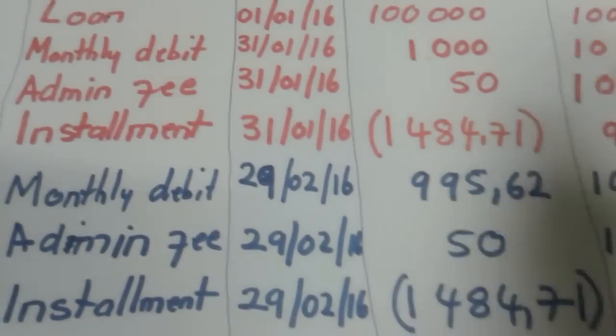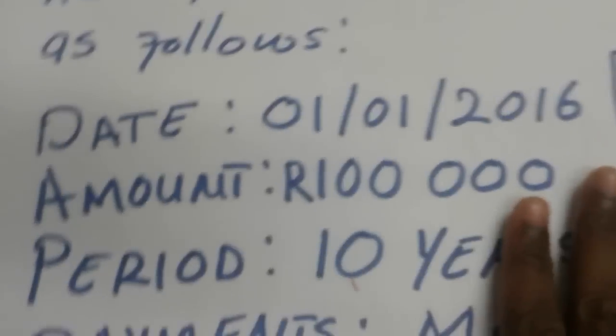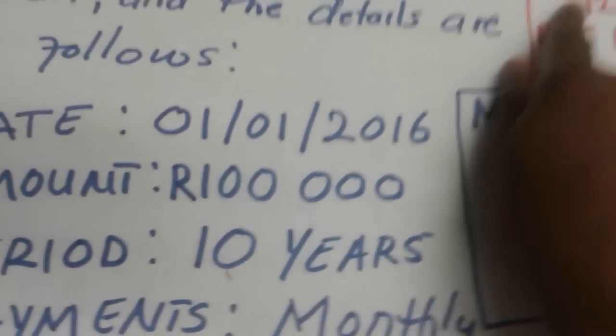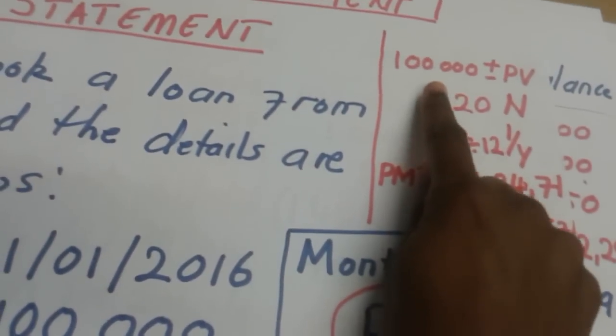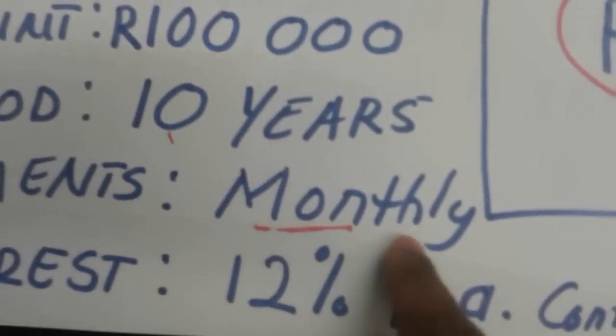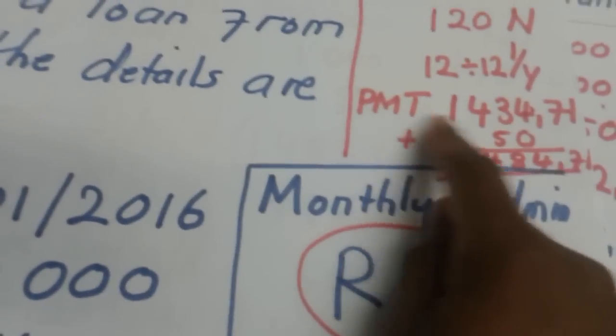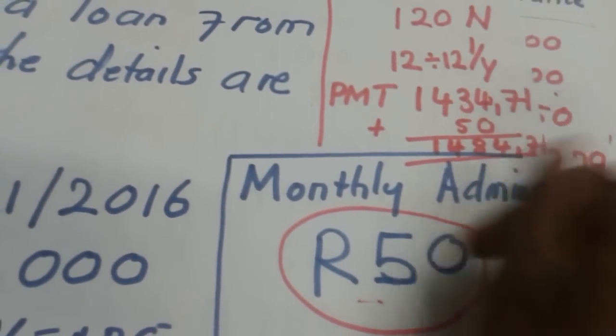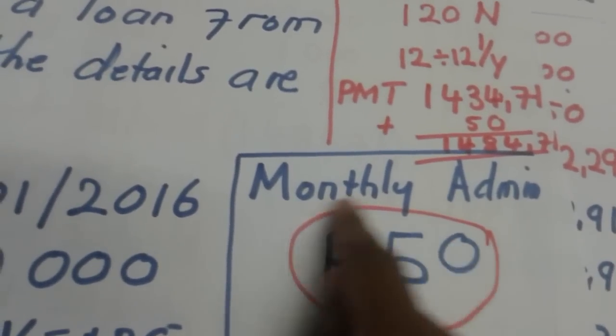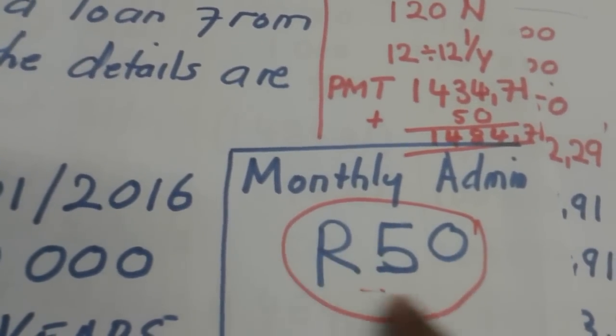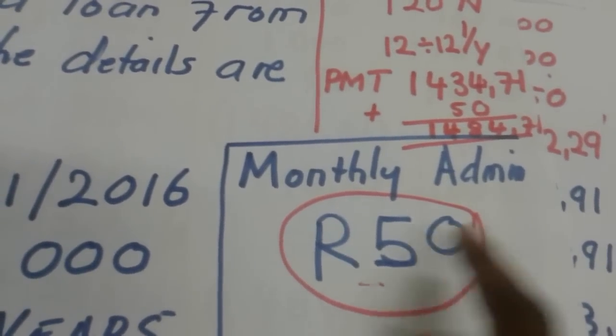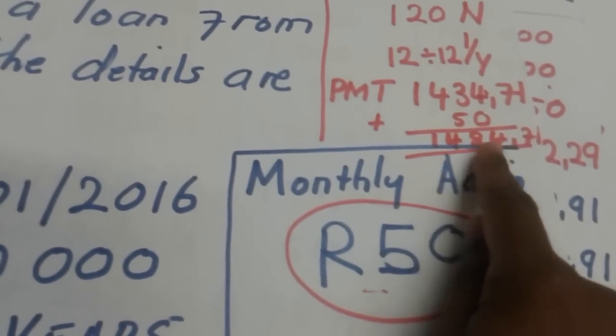But now where do we get our payment? We have our information here. The loan is 100,000. That becomes your PV. Then it must be paid over 10 years and it's monthly payments. So 10 times 12 is 120. The interest was given here, which is divided by 12. The PMT is 1434.71. But remember, there's a bank charge here, the admin fee. So 50 plus that gives you 1484, which now becomes your monthly payment.